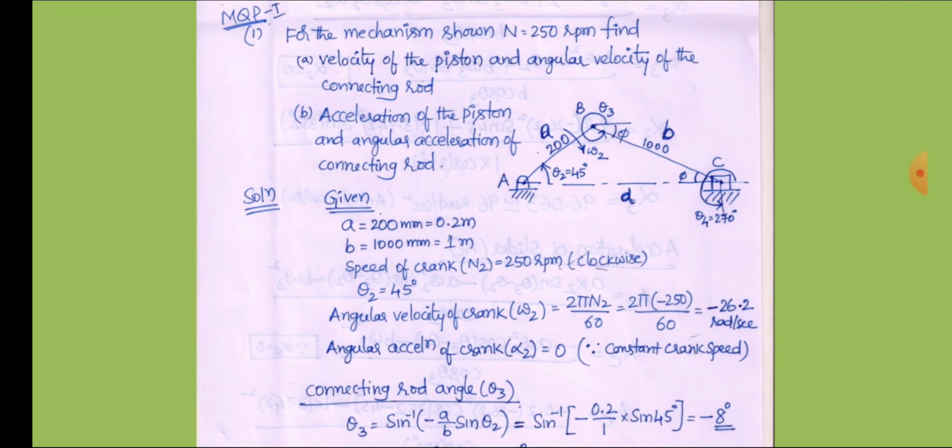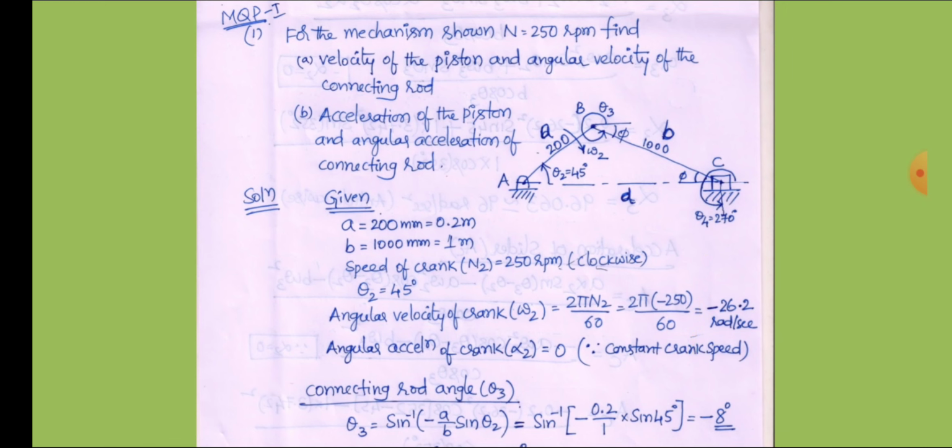Now I am taking one problem today and then I will conclude the class. I am solving one model question paper problem. For the mechanism shown, n is equal to 250 rpm, find number 1, velocity of the piston and angular velocity of the connecting rod, and second, acceleration of the piston and angular acceleration of the connecting rod. This is the figure he has given. Sometimes he may give the figures or not, but you have to remember 5 formulas.